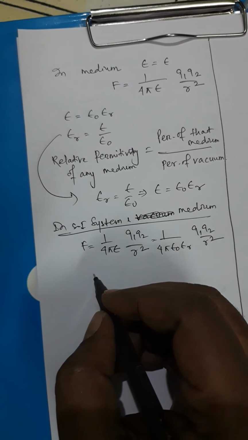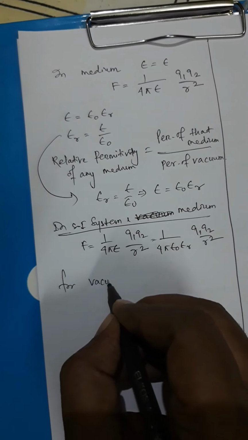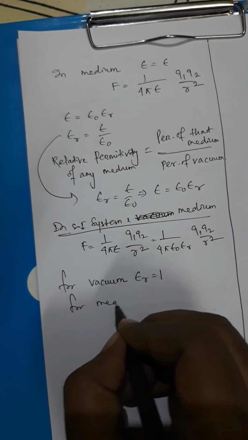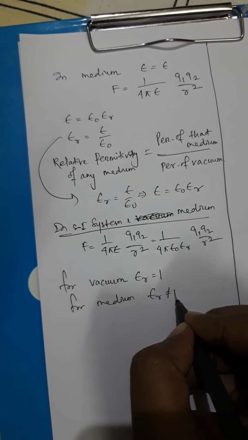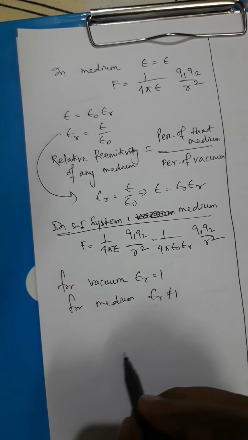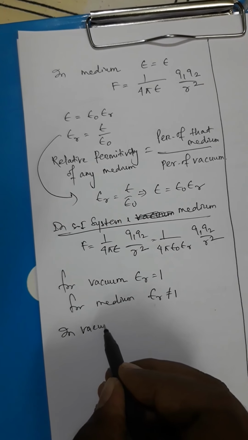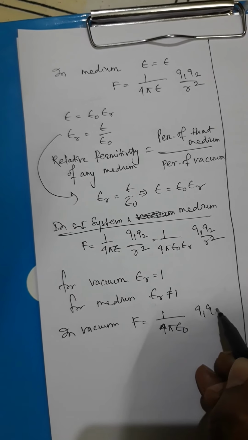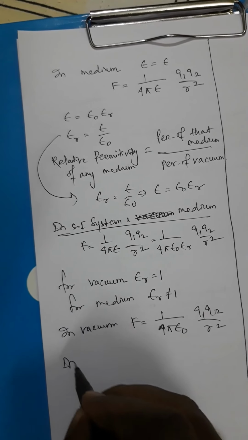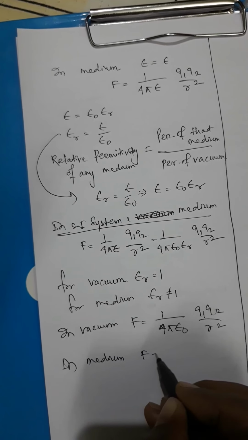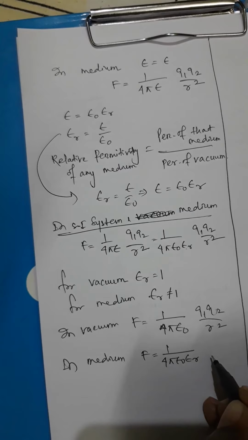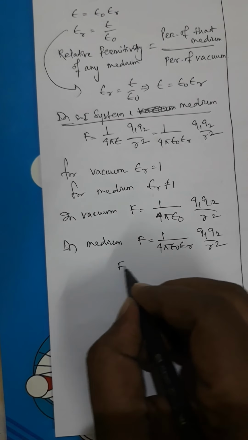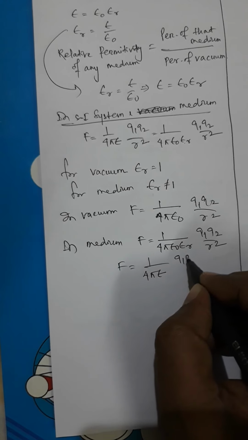So we can go like this. For vacuum, epsilon r is equal to 1. For medium, epsilon r is not equal to 1. So in vacuum, F is equal to 1 by 4 pi epsilon naught Q1 Q2 by R square, since epsilon r is equal to 1. In medium, F is equal to 1 by 4 pi epsilon naught epsilon r Q1 Q2 by R square, or F is equal to 1 by 4 pi epsilon Q1 Q2 by R square.